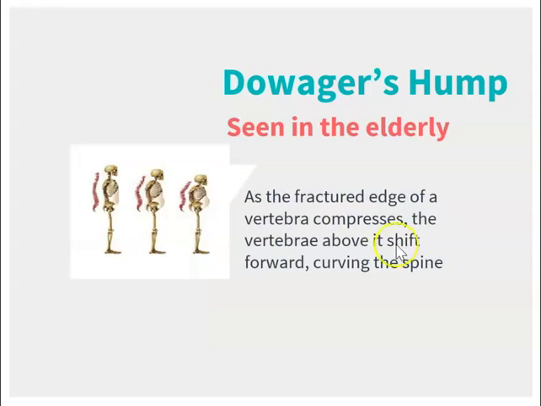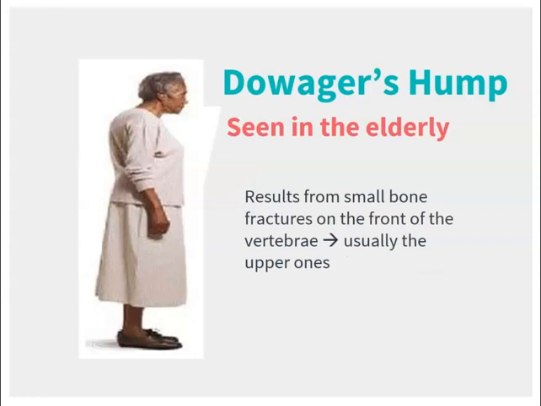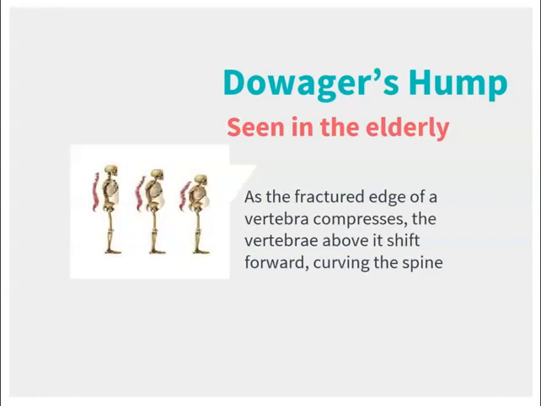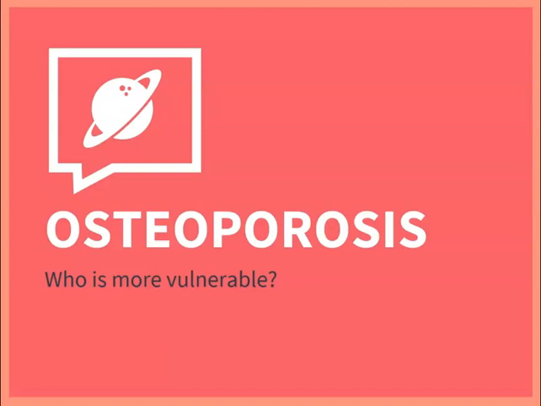Here's a picture kind of showing you the progress of this as it continues to happen. So as the fractured edges of the vertebrae compress, the vertebrae continues to curve, which is when we then see that hump there. So why does this happen, and how can we prevent it from happening? Who do we see osteoporosis occurring in more likely? So females are more vulnerable.